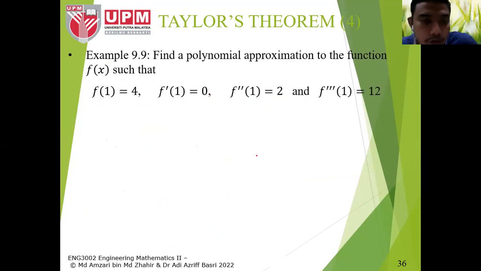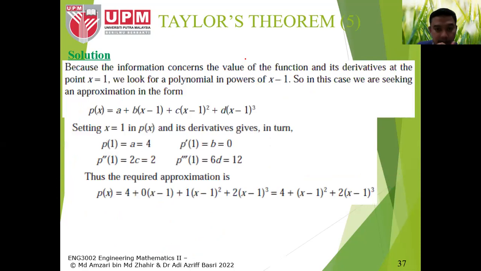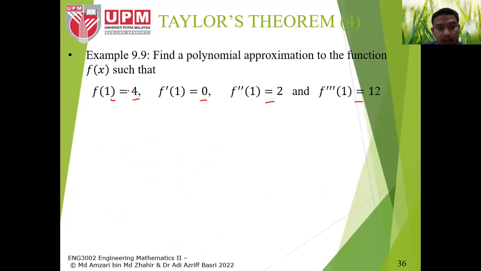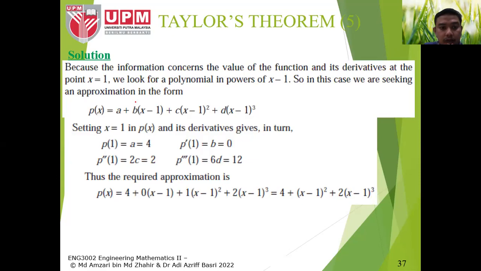Okay, so for example, we go for example 9.9. The same equation but different conditions, where f(x) when x is 1 is equal to 4, and f prime 1 is equal to 0, f double prime 1 equal to 2, and f triple prime 1 equal to 12. In this case, we know that automatically when x equals 1, the answer is 4. So from here, we know the function.